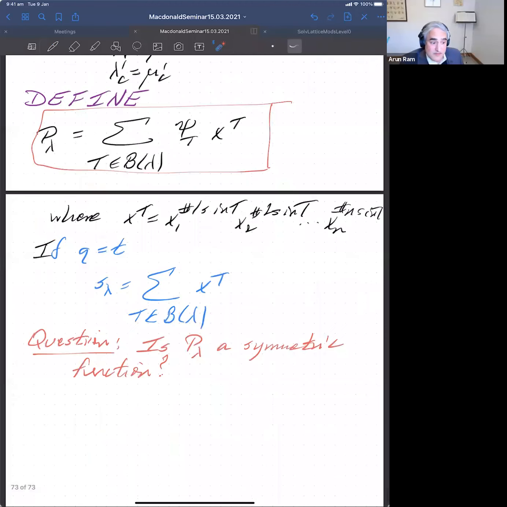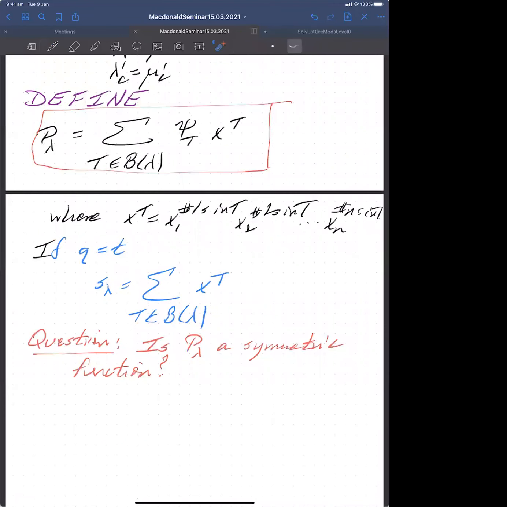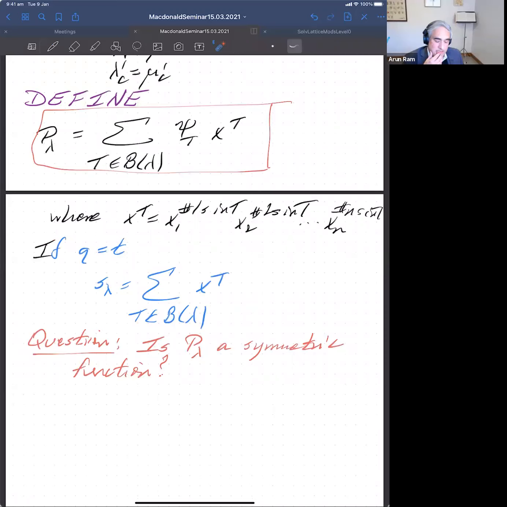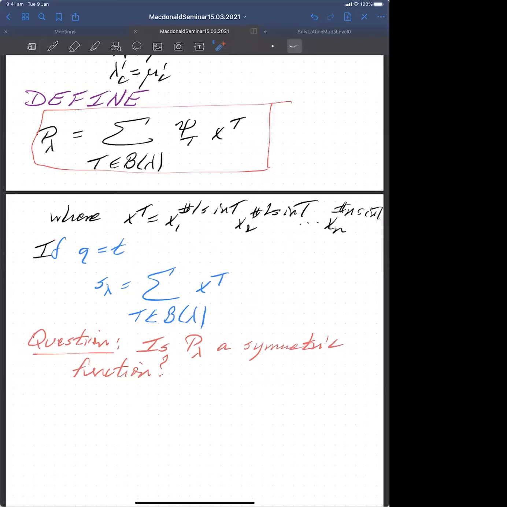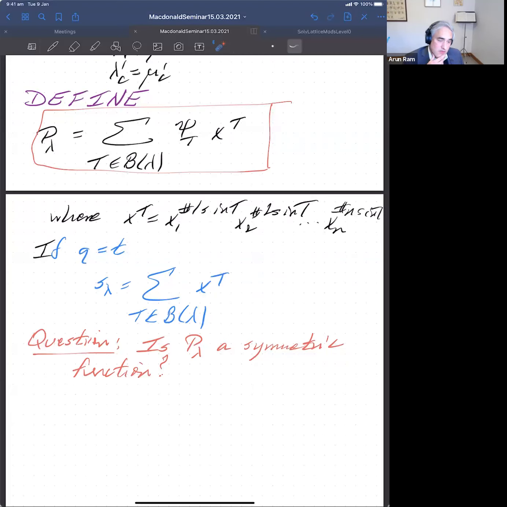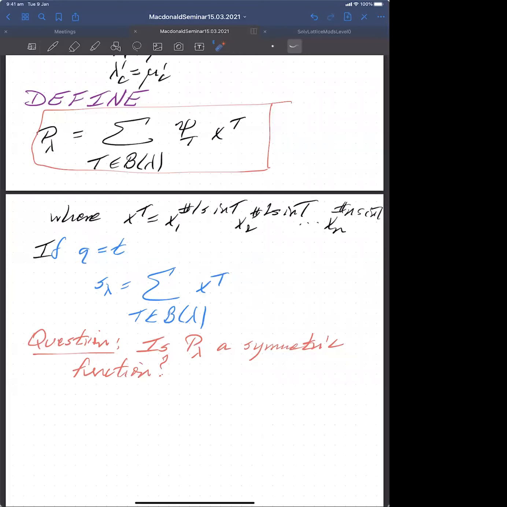Can I ask one question? Yeah. So for the Schur function, we know we have the key polynomial, right? So is there a similar version for P lambda? Is that something interesting? Yes, it is very interesting. So the analog of the key polynomial is in fact the non-symmetric Macdonald polynomial.